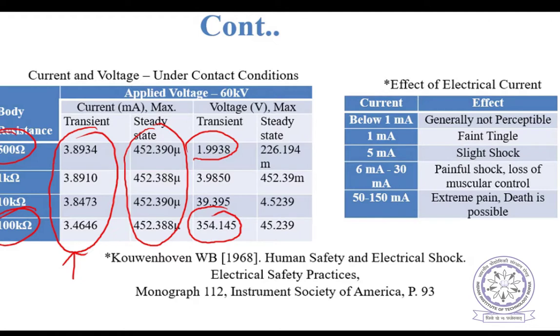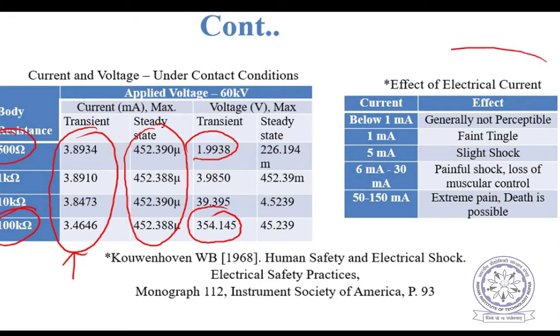And then here the steady state current is around 452 microamperes, and the voltage has changed from around 2 volts to around 354 volts. It has changed with changing the resistance. So can you think of why for different resistors the current remained almost the same, but at the same time the voltage changed a little bit? Just think about it. And then what are the effects actually?